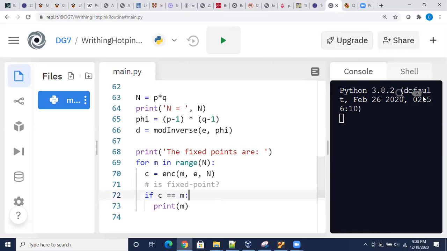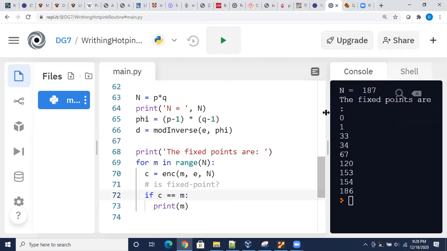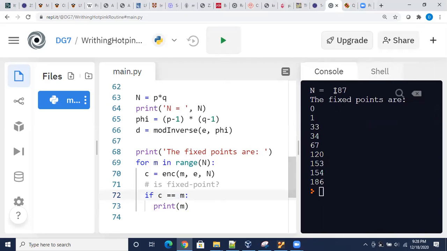So let's run it and see how many fixed points there are for this tiny input. So our n is 187. And we get how many fixed points?